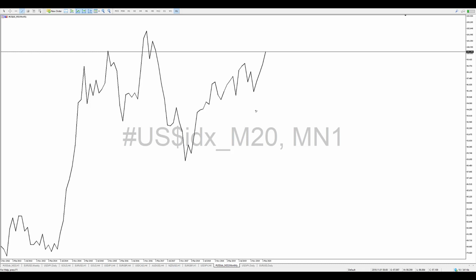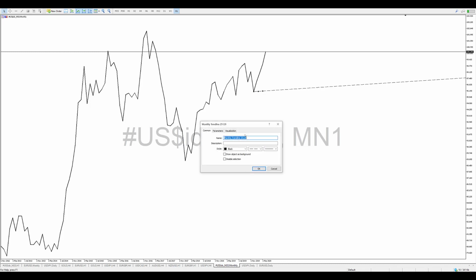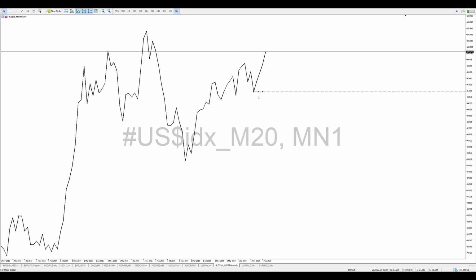Firstly, we can see we're on a monthly chart, and you can see price is bullish. Price is moving to the upside, but in that bullish move to the upside, we had this low created. Let me just mark this low here. It's coming in at 96.093. So we've got a 96.093 low, and then we've got a high that was formed here.